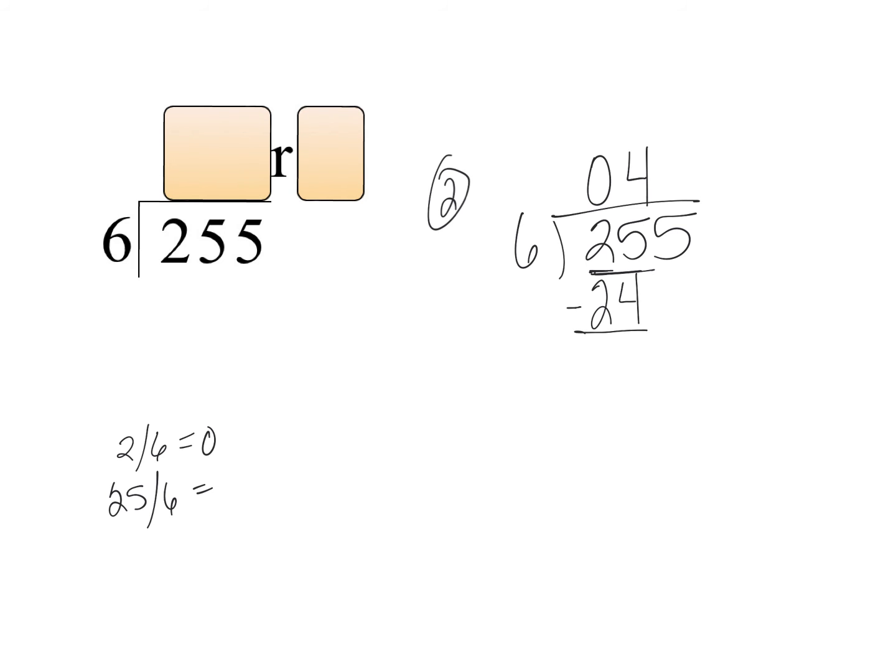Step 3 from our song is subtract. 25 minus 24 is 1. Fourth step from our song is bring it down. What's my new division problem? My new little division problem inside the big one is what? Kaylee? 15 divided by 6. Good.